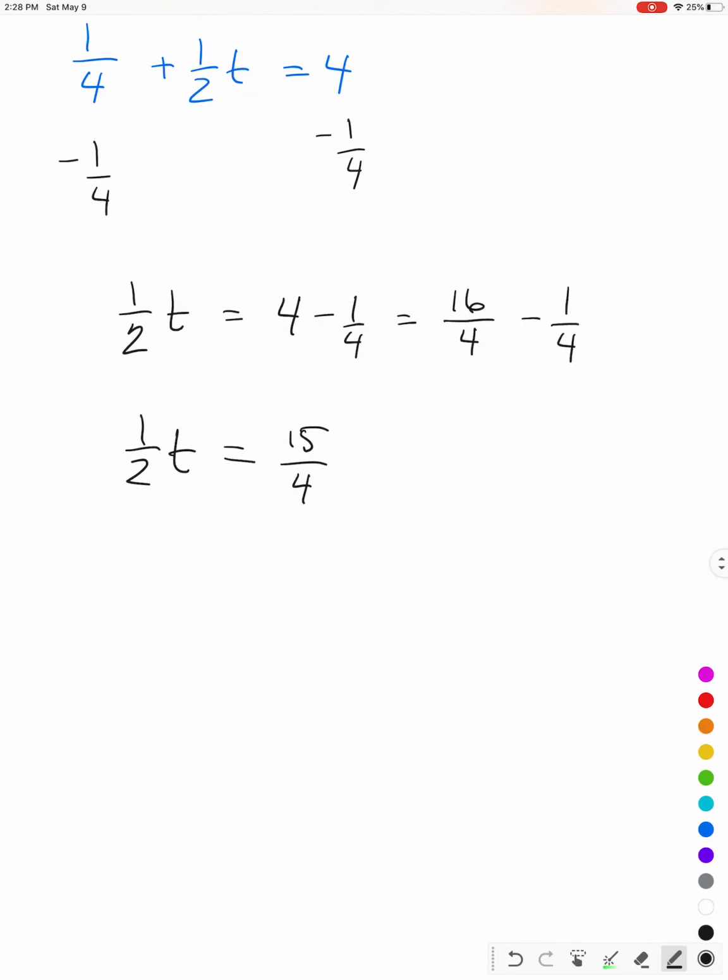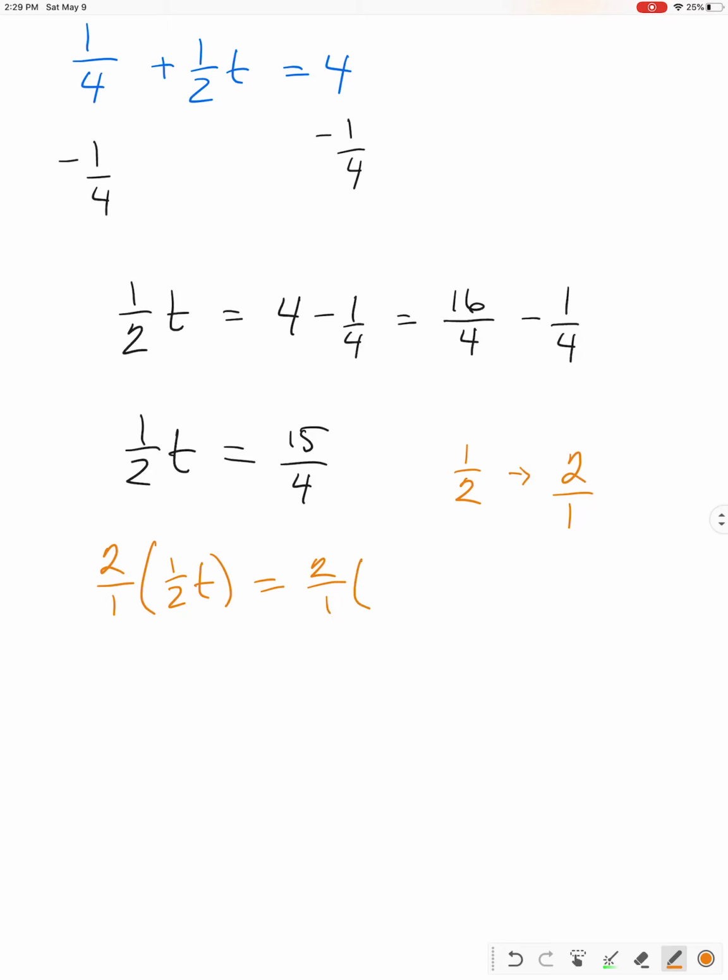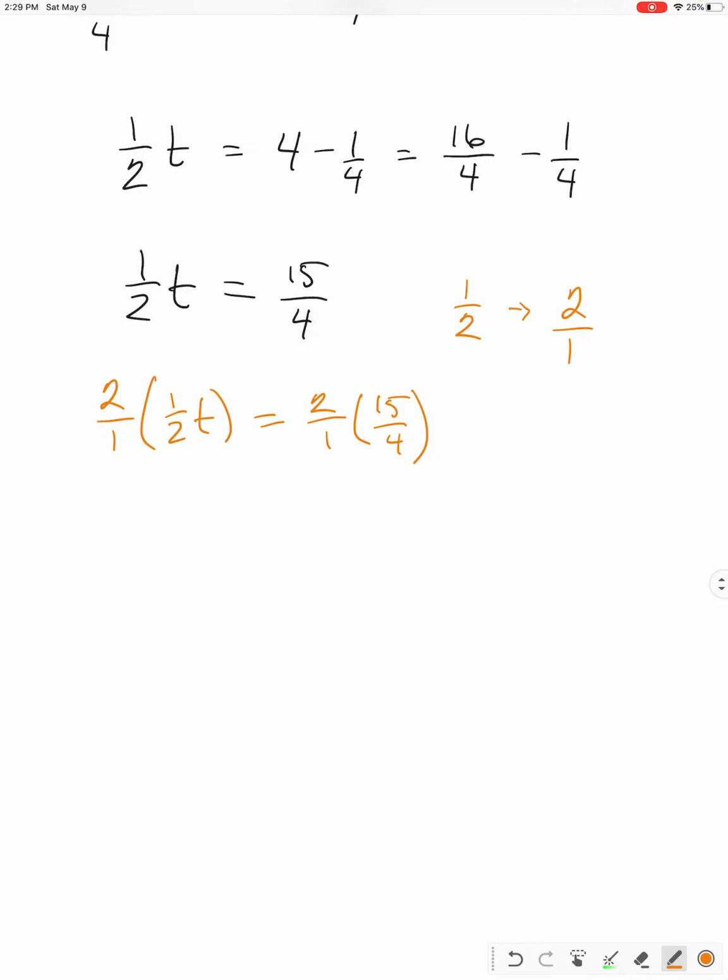So now comes this idea of the reciprocal business. I have a 1/2 as the coefficient of the t, and the reciprocal of 1/2 is 2 over 1. So I multiply everything in the equation by 2 over 1, which is really just the same as 2, and I do that to the left-hand side and to the right-hand side. When I multiply a number by its reciprocal, I get 1. So I have t on the left-hand side because 2 times 1/2 is 1, and that's equal to 2 over 1 times 15 over 4.